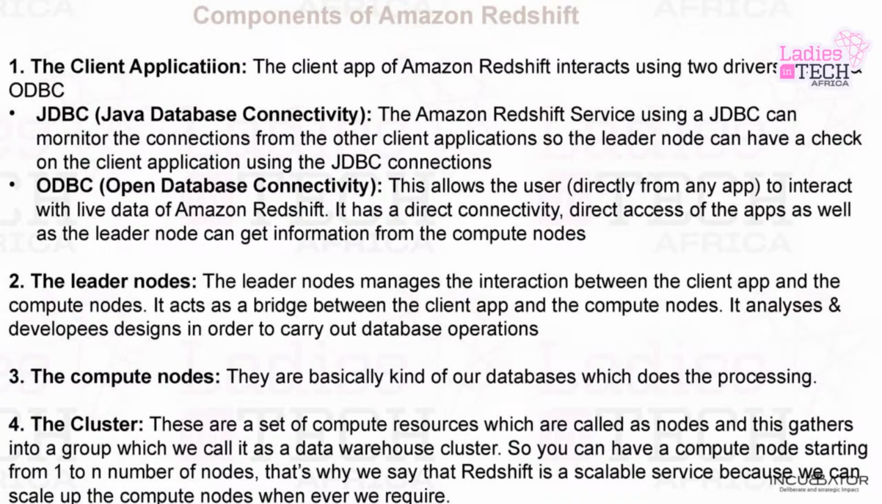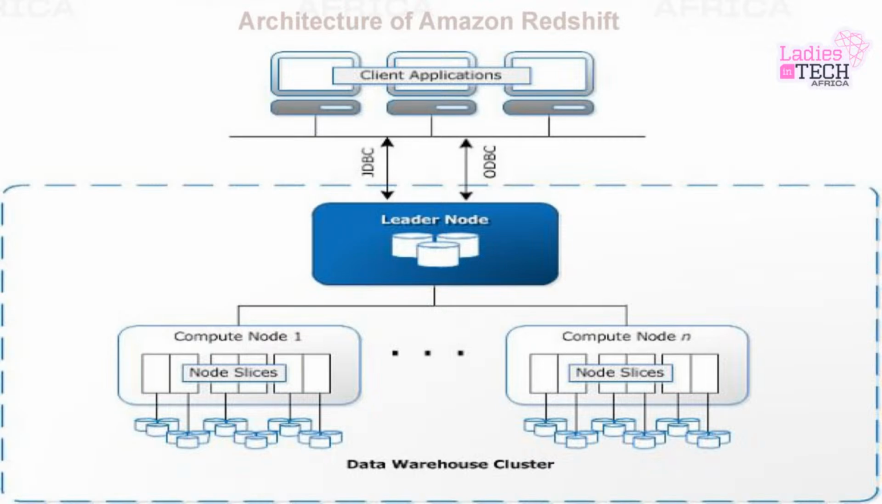Okay. So the two of them, JDBC and ODBC, are connectivities. They interact with the leader nodes. Think of JDBC as interacting with the client application and sending information to the leader nodes. Let me make it very simple. The ODBC sends information back from the leader nodes to the client application. This one interacts with the leader nodes, while this one sends data that has been processed from the compute nodes back to the client application. As simple as that.